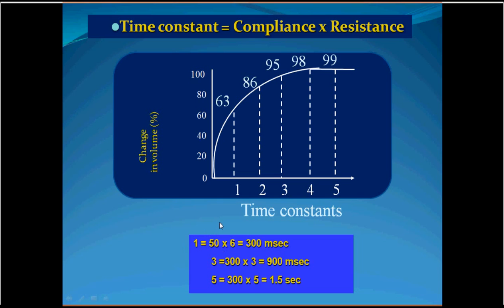If the patient has a normal lung, the compliance is about 50 and the expiratory resistance about 6. This means that one time constant will be 300 milliseconds, and three time constants will be 900 milliseconds, so about 1 second. So in normal persons, exhalation of the tidal volume will consume 1 second.